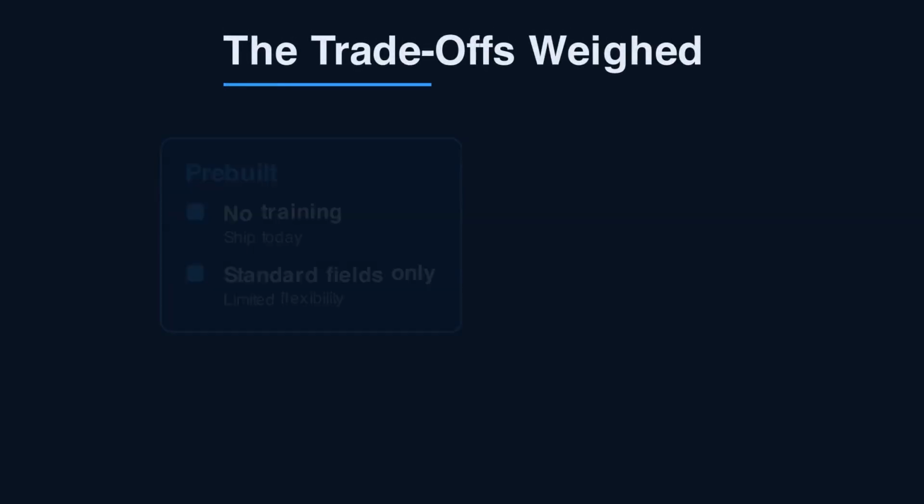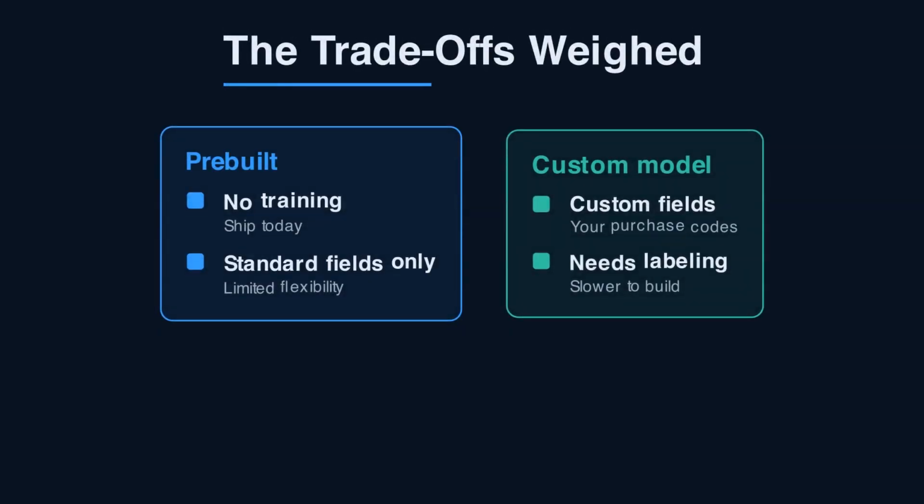Why pre-built over a custom model? Speed to ship and no labeling burden. The cost is rigidity. Pre-built covers standard fields, not your custom purchase codes. If you need those, add a custom extraction model later.